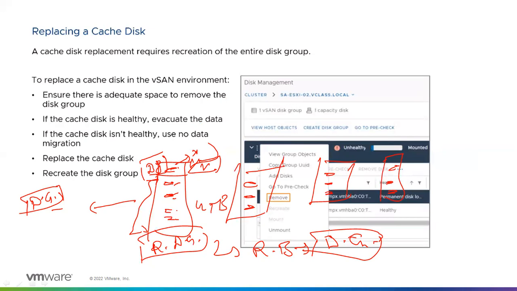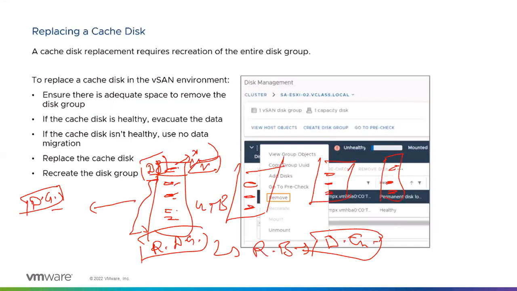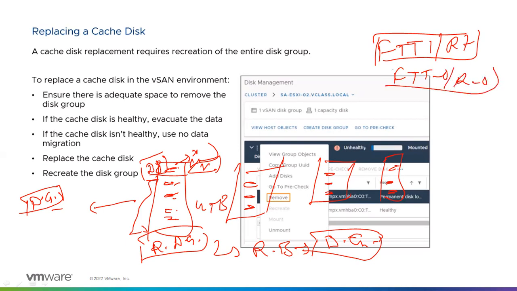No data will be lost, sir. Until we replace the disk, the data will be safe. But it matters on your storage policy. If it's FTT1 RAID 1, you are safe. But if some components are FTT0 RAID 0, then you will lose data. Correct, because it's not a maintenance, it's a direct failure.